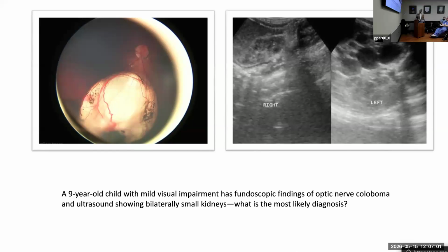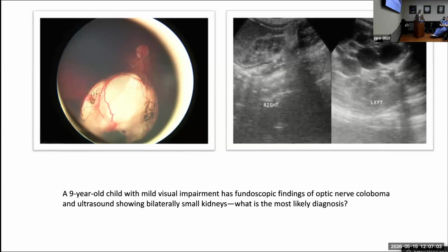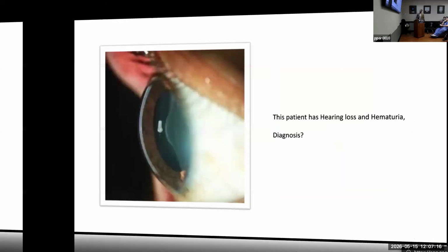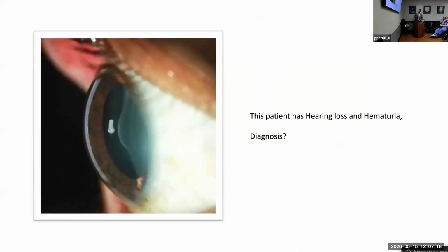So these are more of the connection of eyes and kidneys. The diagnosis here is renal coloboma syndrome, PAX2 gene, which is a transcription factor regulating both optic stalk and ureteric bud development. That's why we see common things. Everyone should be knowing this.